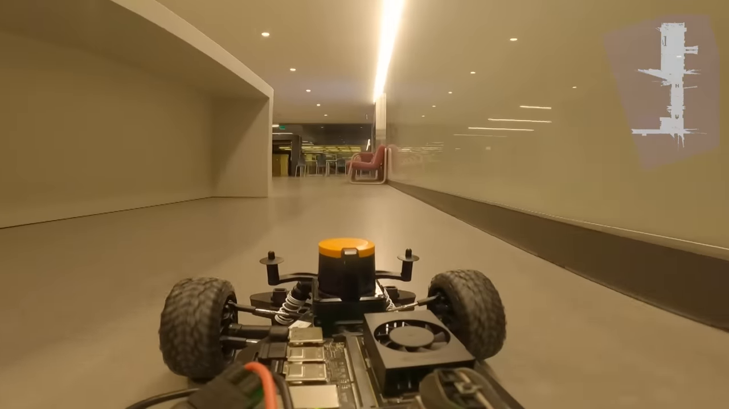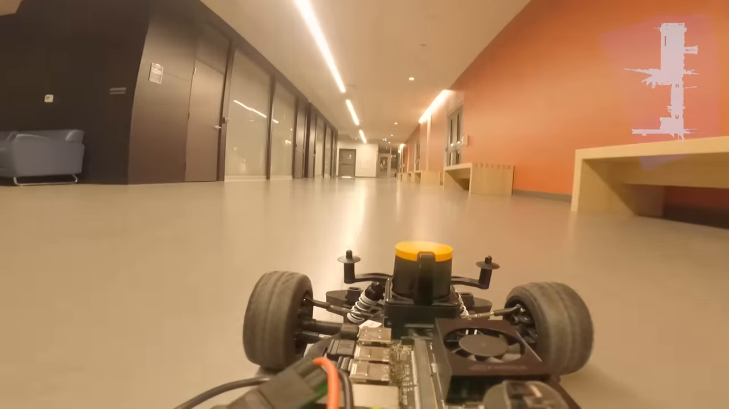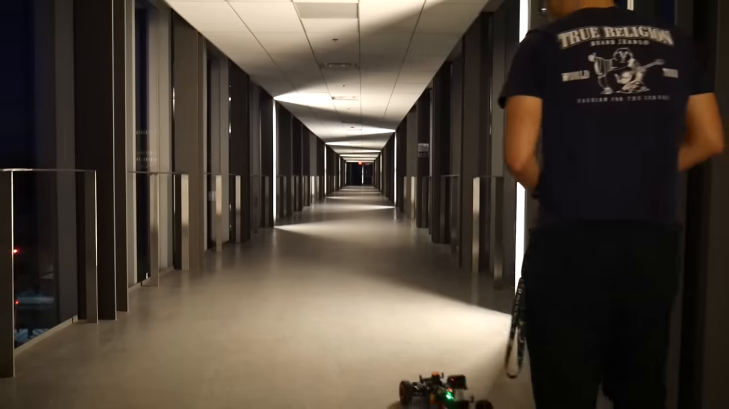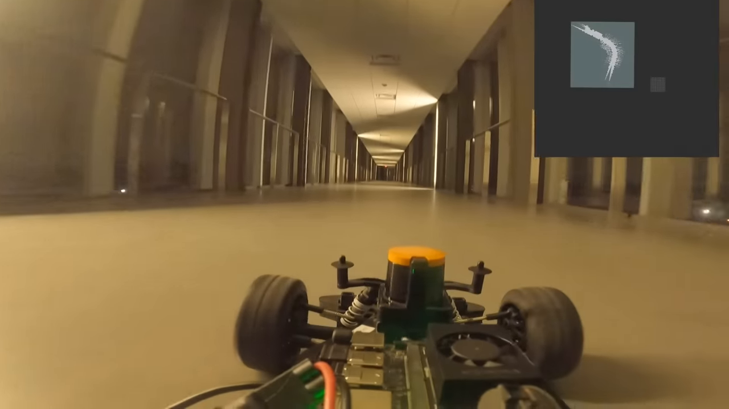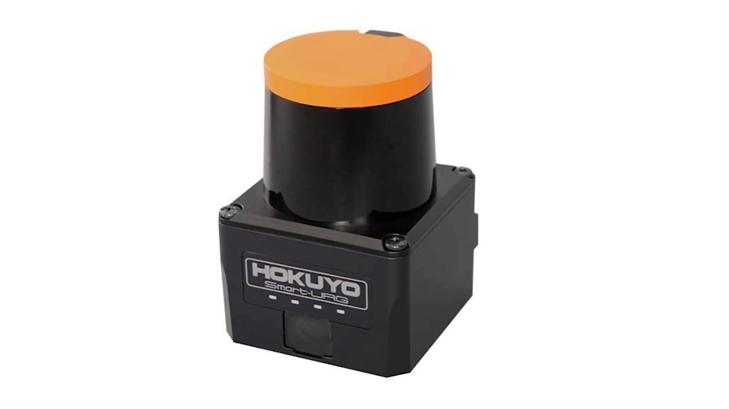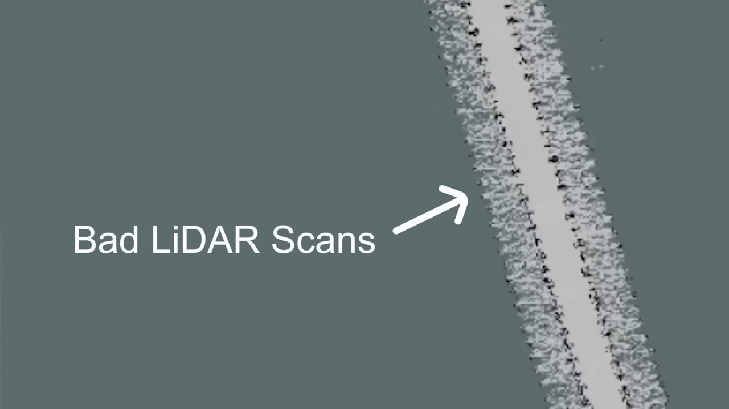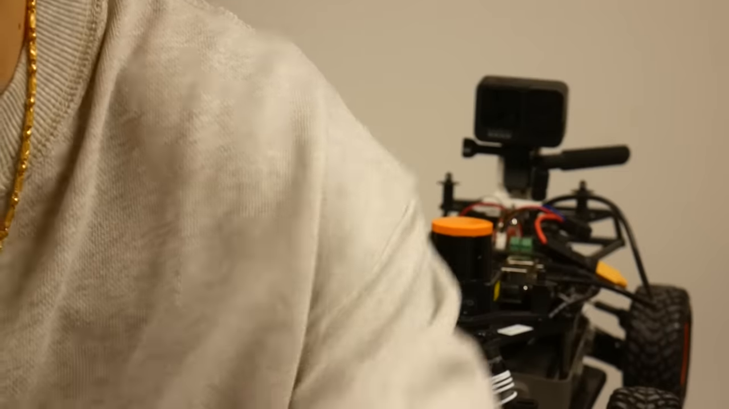Now, for the footage that you're seeing here, I'm actually running the SLAM on the fifth floor and not the third floor. And that's because on the third floor, there are these bridges. They look really cool, but the problem is that the walls are made out of glass. And if you know anything about LiDAR, well, they don't work well at all with glass. And so what you see is these really bad scans where it doesn't know what's a wall or not.